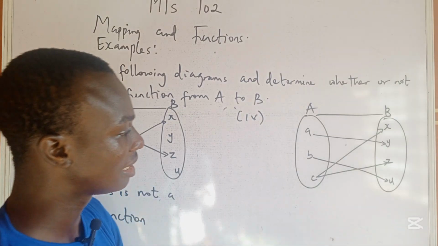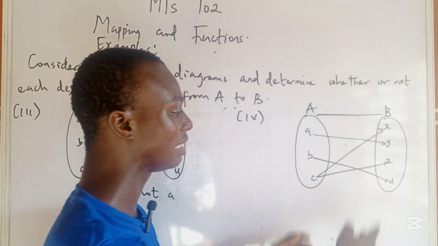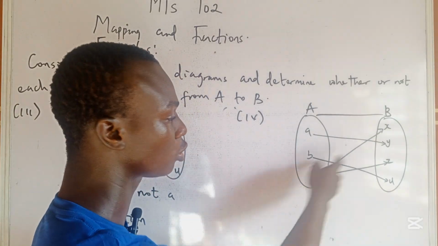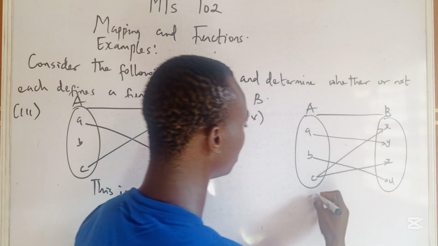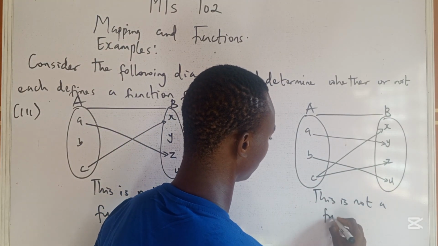Now, when we notice this, C does not have a unique image. It has two images. It is supposed to have a unique image. So because C violates whatever we have here, therefore, this is not a function.